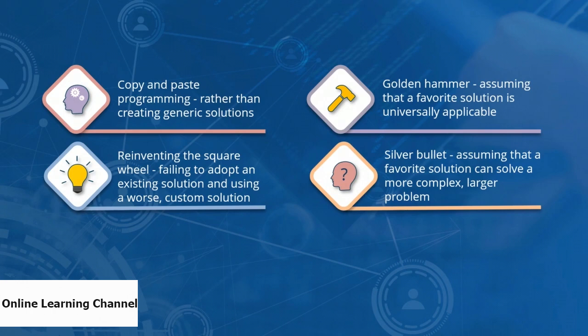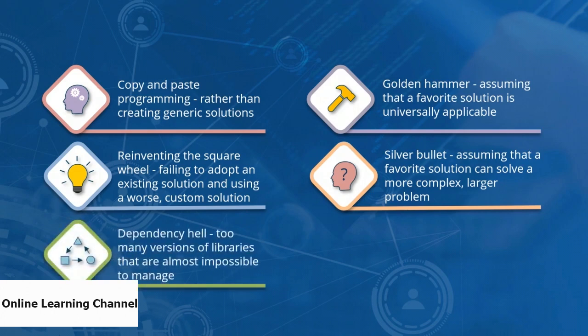In a silver bullet, you take something that has worked in a small, narrow context but try and apply it to a larger context where it's bound to fail. When you write code in the real world, there are many libraries that you may depend on. Now, these libraries have versions, and as new features and functionality are added to those libraries, new versions will be released. Now, dependency hell is when you have too many versions of libraries that are almost impossible to manage.